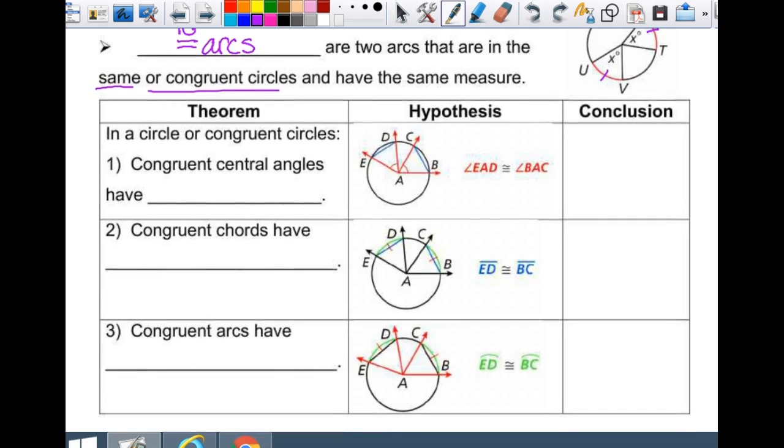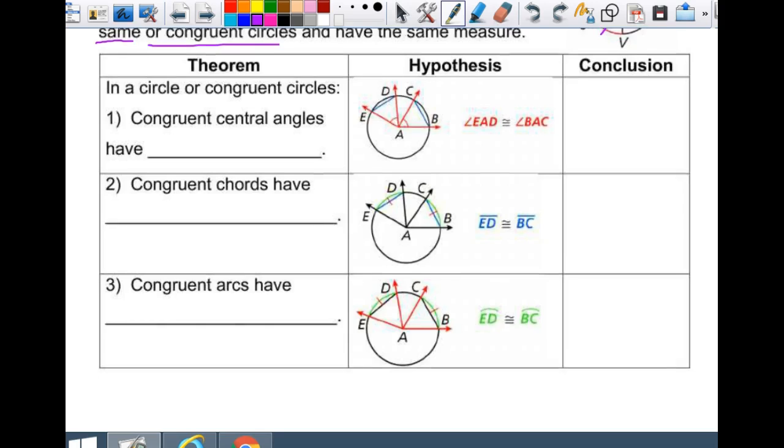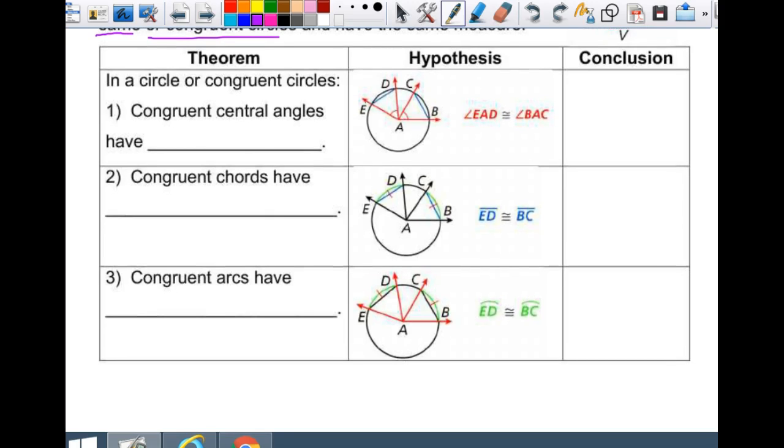And then we have these three theorems that all kind of go together. So this first one says, in a circle or congruent circles, congruent central angles, so they tell us that these two angles here are congruent, have congruent chords. Because we've talked about the arcs and the angles, but there's also, if you connect the two endpoints of the arc, it creates a line segment, which is also a chord. So if I know my angles are congruent, then my conclusion can be that the chords are congruent. So DE is congruent to BC. That could be my conclusion.